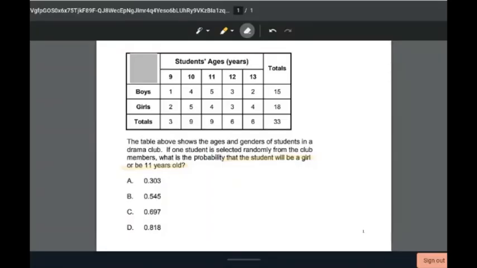The table above shows the ages and genders of students in a drama club. If one student is selected randomly from the club members, what is the probability that the student will be a girl or be 11 years old? So our probability will be that the student randomly selected will be a girl or be 11 years old. These two events are not mutually exclusive, so we'll have to apply the probability of a union formula, which is the probability of the student randomly selected being a girl plus the probability of the student randomly selected being 11 years old minus the probability of the student randomly selected being a girl and being 11 years old.